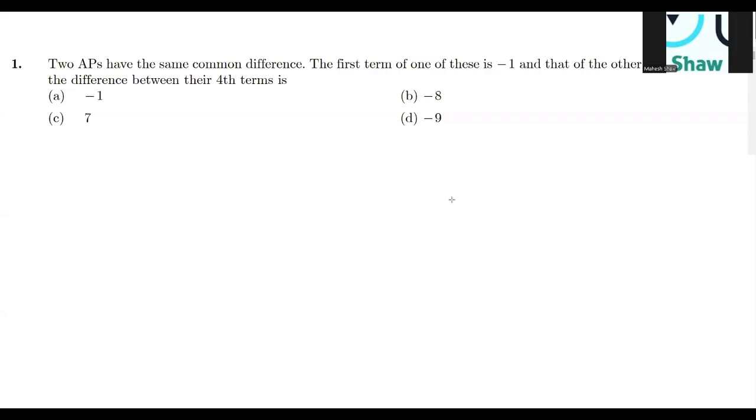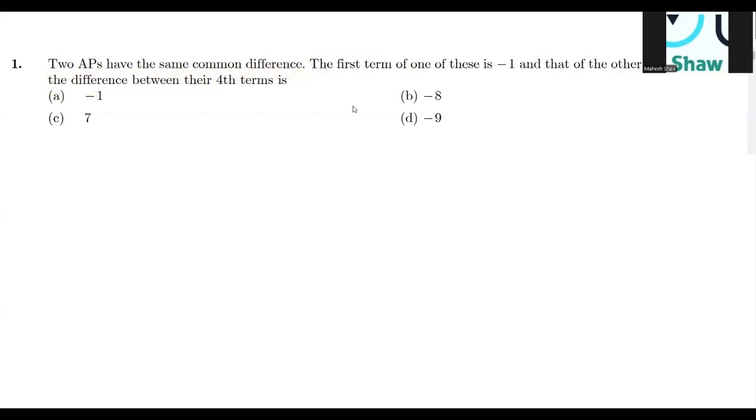In this video, I'm going to do some 20 MCQ questions from mathematics class 10th. First question says two APs have the same common difference. That is, d is the same here. And the first term of the first AP is -1 and for the other, the first term is -8. We have to find the difference between their fourth terms.